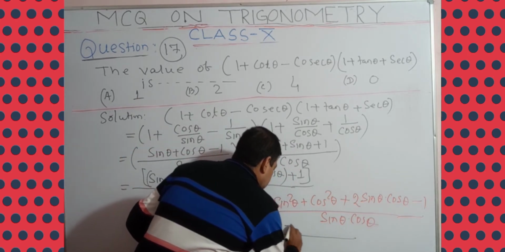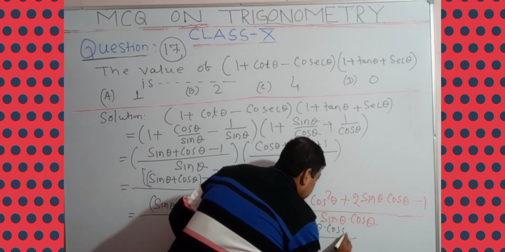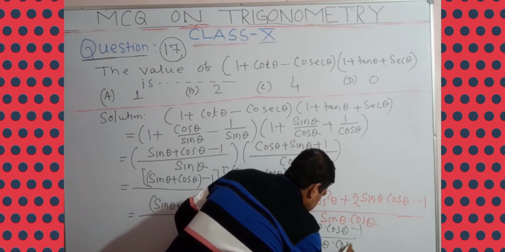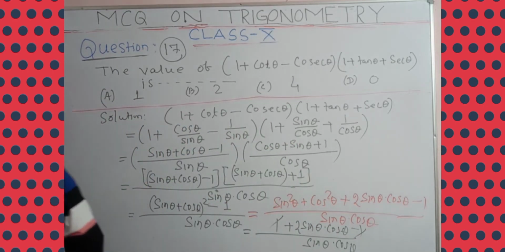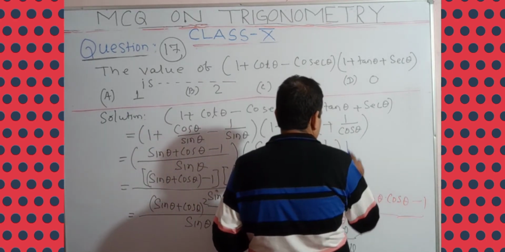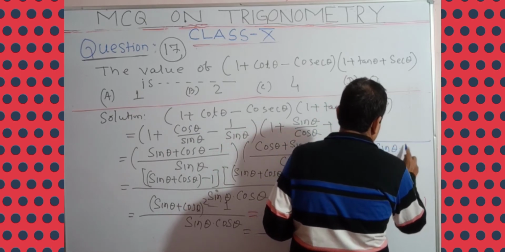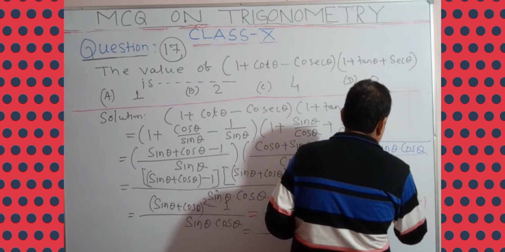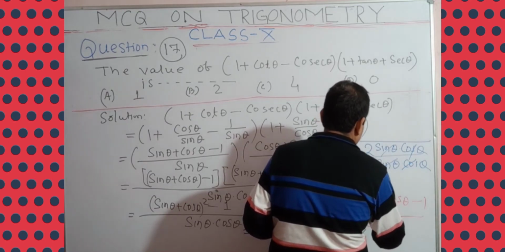1 plus 2 sin theta into cos theta minus 1, divided by sin theta into cos theta. So here plus 1 minus 1 will cancel. Understand? After that you will get 2 sin theta into cos theta, divided by sin theta into cos theta. So cancel, it will be 2.